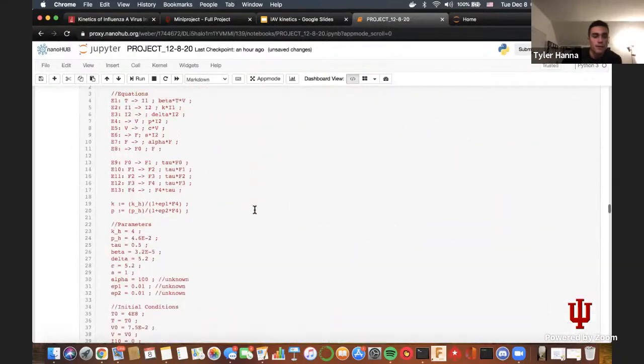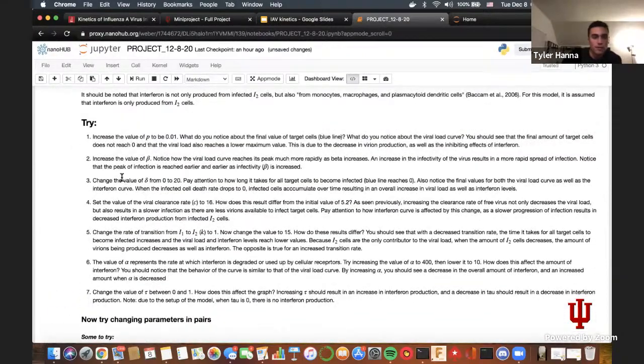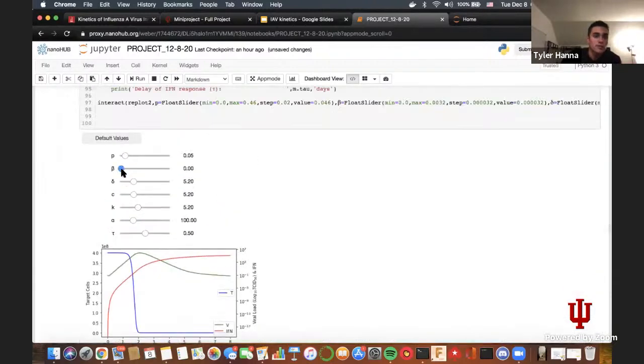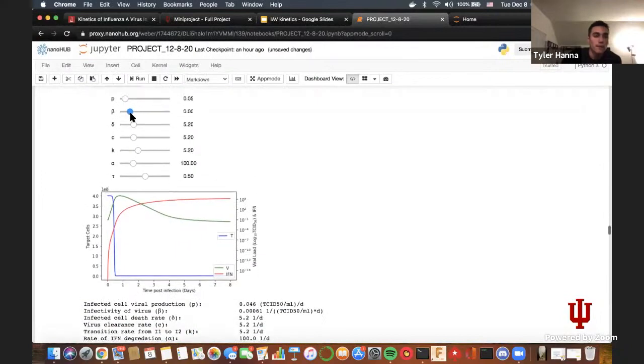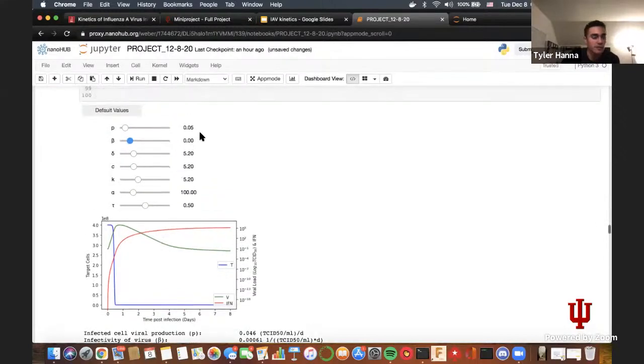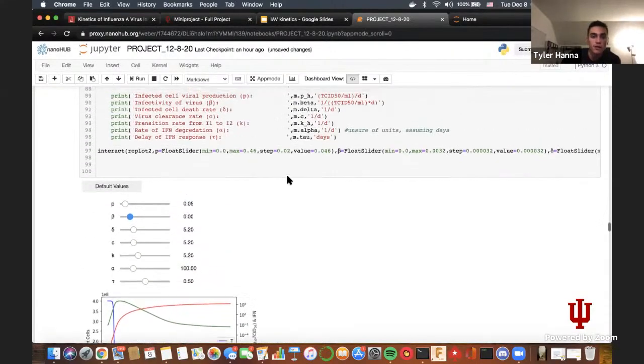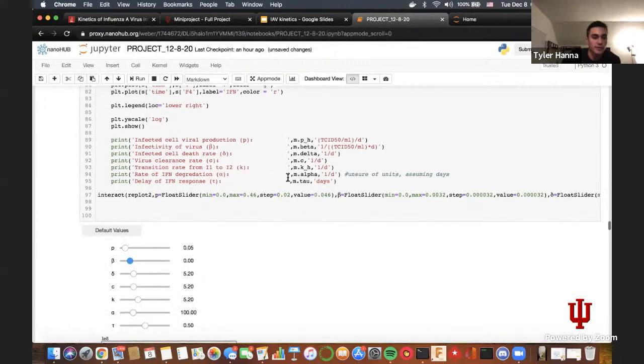Okay, and here, now we're going to increase beta, and we'll see that an increase in beta is going to result in a rapid spread of the infection like we saw in the previous model. Yep, and the graph is going to behave similar to P. However, we'll notice that this interferon is also going to increase much more rapidly as the level of I2 cells peaks, which will result in a greater rate of interferon production.